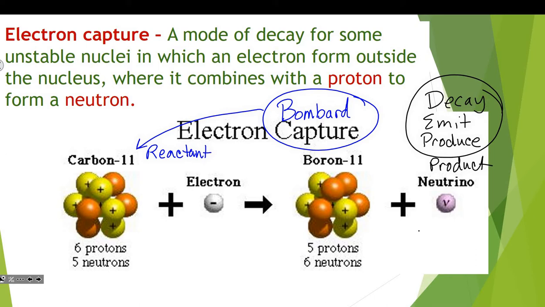Okay, so an electron capture is a mode of decay from some unstable nuclei in which an electron comes from outside the nucleus and combines with a proton to form a neutron. So the electron is shot at a particle. As it hits that particle, it combines with a proton and flips that proton into a neutron. Okay, so we need to know those words.